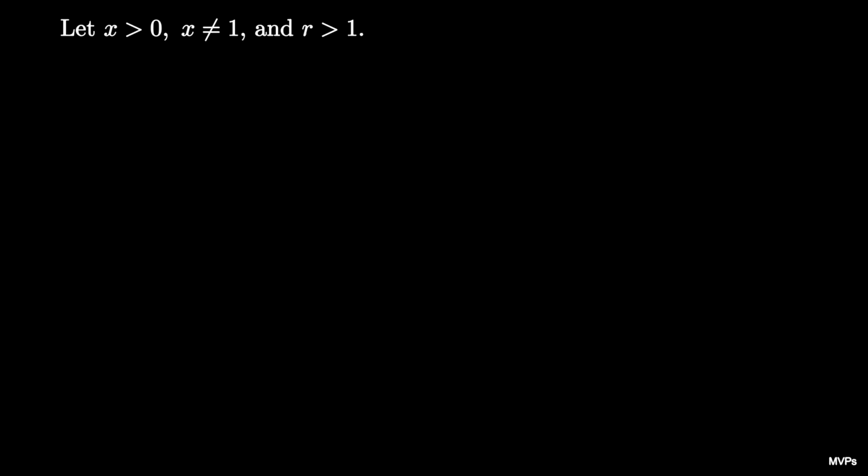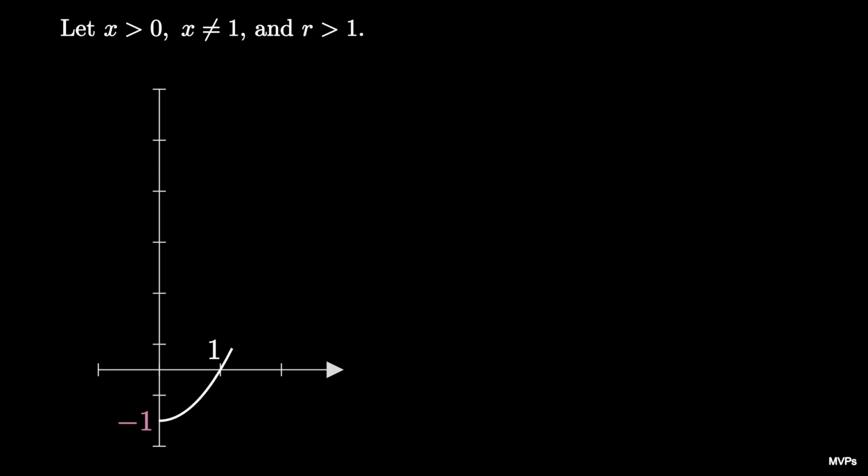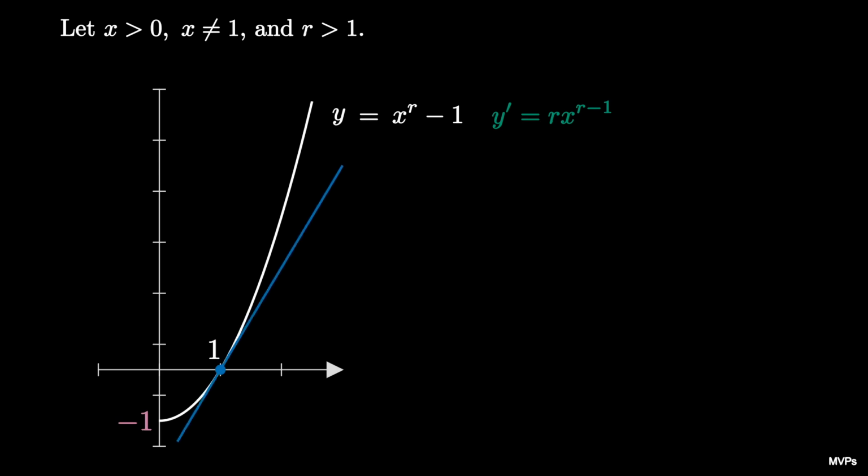Let's start with differential calculus. Let x not equal to 1 be a positive real number, and let r be greater than 1. Consider the graph of the function y = x^r - 1, which is both increasing and concave up as shown here. The derivative of this function is y' = r x^(r-1). We can use the derivative to find the slope of the tangent line to y at x = 1 to be r, so that the equation of the tangent line to y at x = 1 is r times (x - 1).